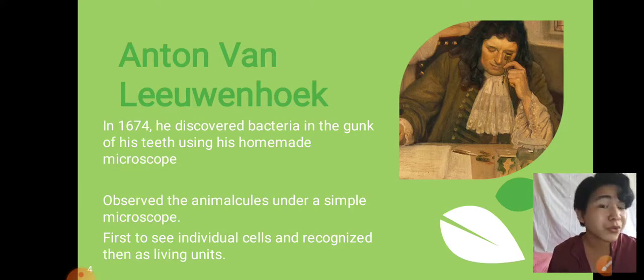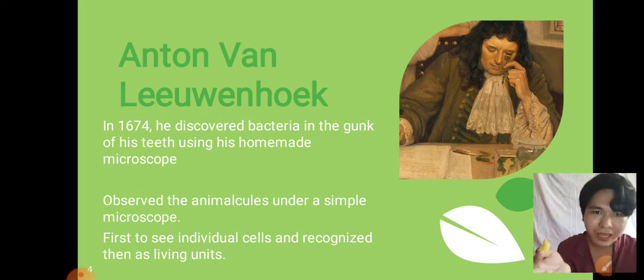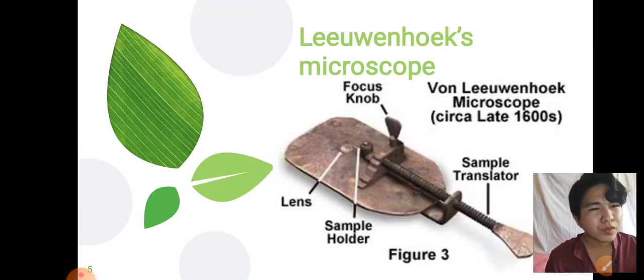And he called these animalcules. He was the first to see individual cells using a simple microscope and coined them as the living units of life. So that is Anton van Leeuwenhoek. Next. This is the simple microscope that Leeuwenhoek used.